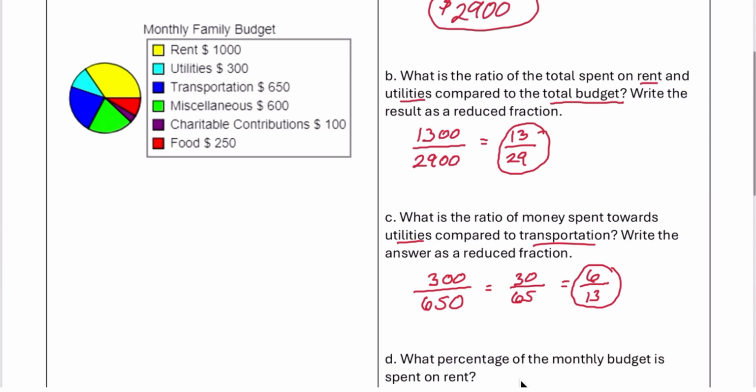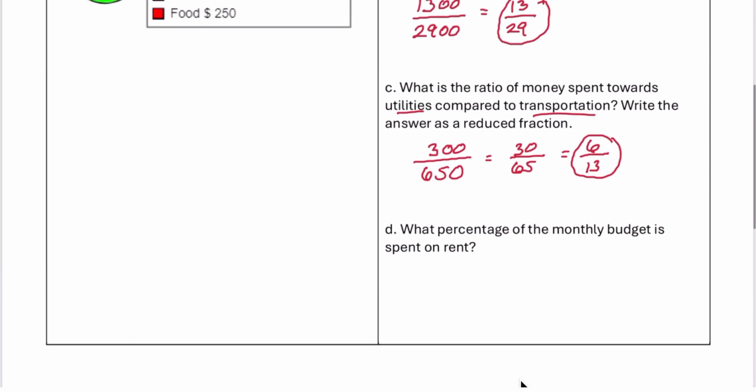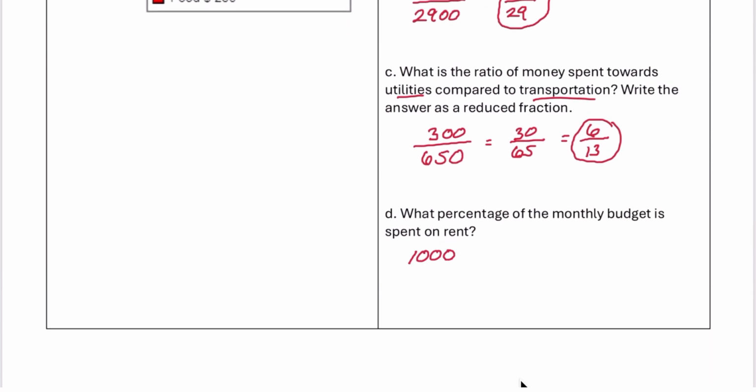In part D, what percentage of the monthly budget is spent on rent? So rent, we have $1,000. We're looking for the percent. $1,000 is the rent. We want to divide that by the total, 2,900. So we have the amount divided by the base equals the unknown percentage x divided by 100.